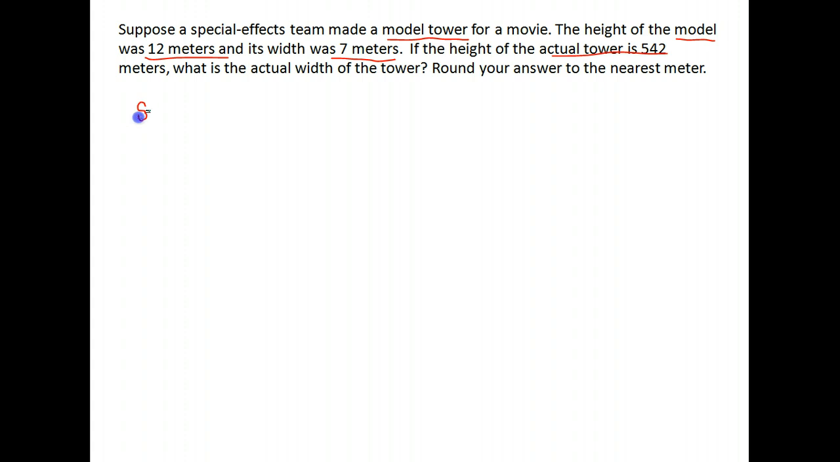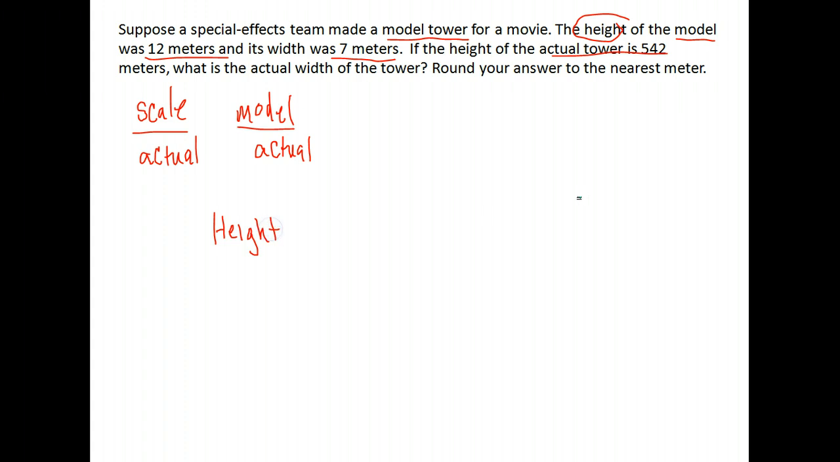So remember, we make this our scale, or our model to actual. If you want to write it as model to actual, you can, since that's the terminology they used in this question. So we're going to set up our ratios. What two dimensions did we have? We had height and we had width. So we're going to set up those two ratios, putting the height of the model on the top and the actual on the bottom, and for the width, we put the width of the model on the top and the actual on the bottom.